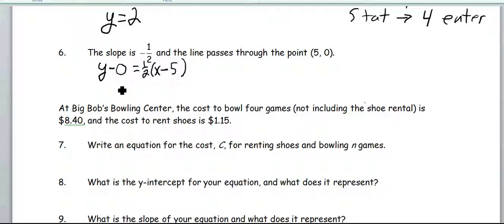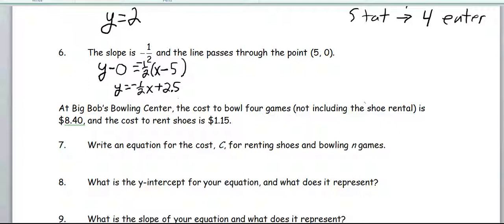So let's do this. Y minus 0 is Y. Now we need to distribute. Oh, I need to make this negative 1/2. Negative 1/2 times X is negative 1/2 X, and then negative times negative 1/2 times negative 5 gives us a positive, so I'm going to make that plus 2.5.